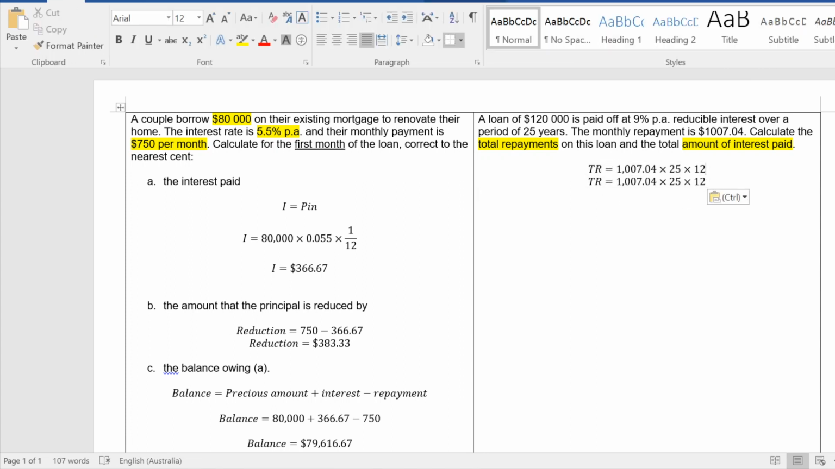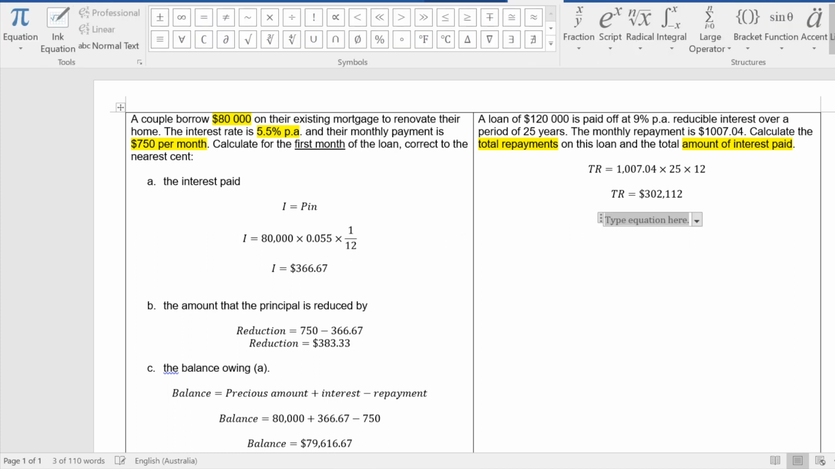So again, I'm just going to put that into my calculator. And we end up with $302,112. Now that might seem like a lot when you consider that we only borrowed $120,000, but remember that this is over 25 years, quite a long time. So the total repayments we made are $302,112. Now what we have to do is calculate the amount of interest.